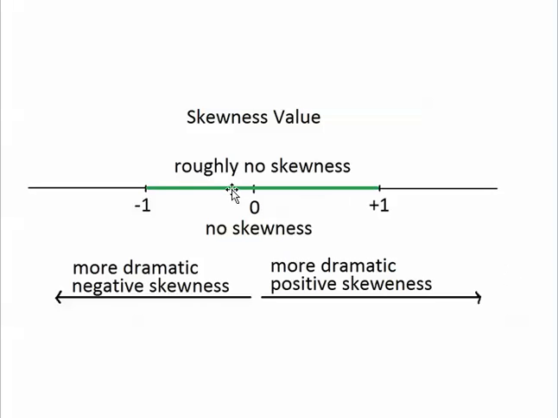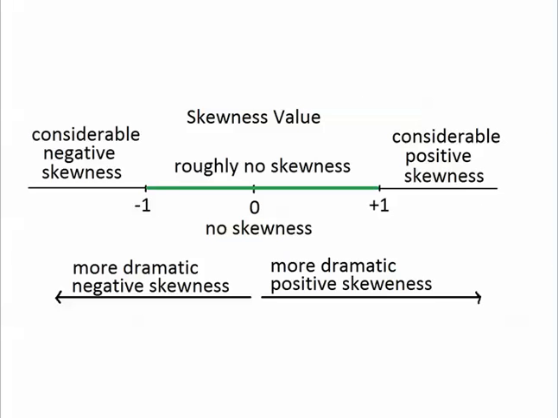And actually, well, I said that if it comes out to 0, there's no skewness at all. But if the value comes out somewhere between -1 and +1, there's roughly no skewness, which means that the histogram peaks at least roughly in the center. If it comes out below -1, it's a considerable negative skewness. And if it comes out above +1, it's considered a considerable positive skewness. So what we see here are just the guidelines for interpreting the skewness value.